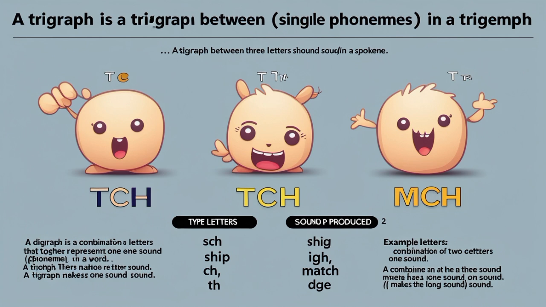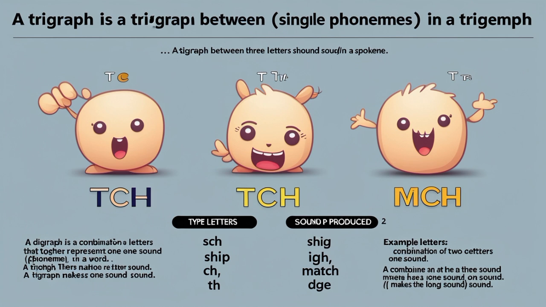D. ear. The trigraph ear can make two different sounds depending on the word. Examples, hear, deer, bear, pear. So, ear can sound like ear or air, depending on the context.